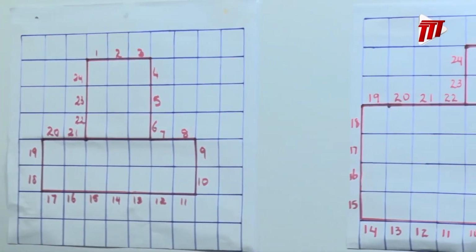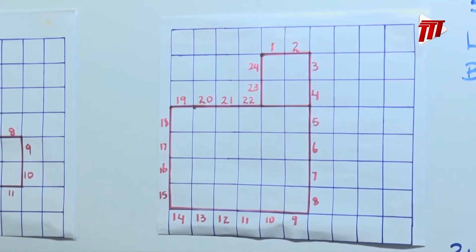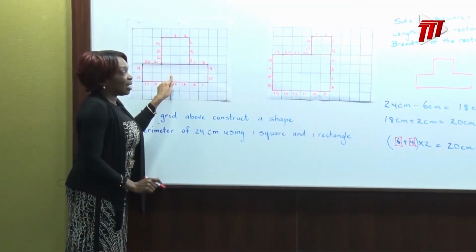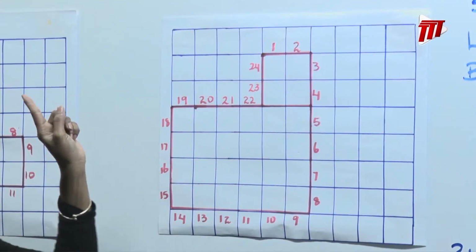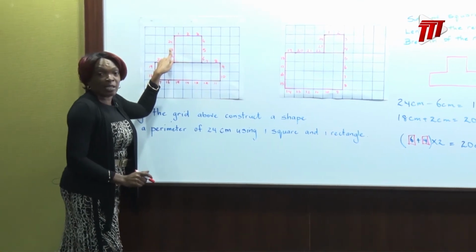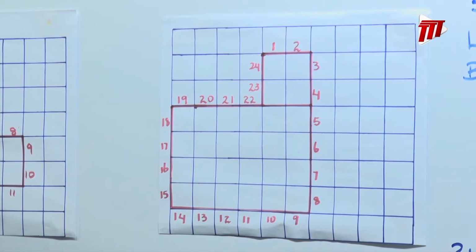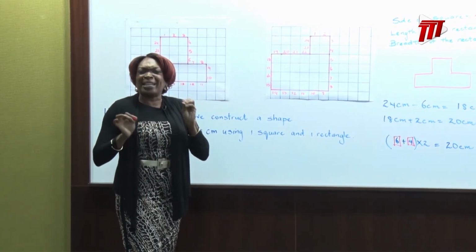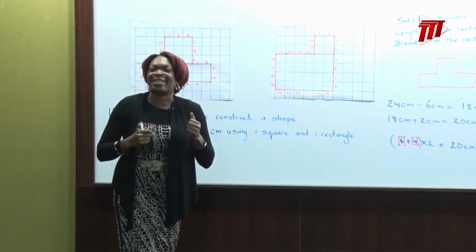Using the grid above, construct a shape with a perimeter of 24 centimeters using 1 square and 1 rectangle. Total perimeter, 24 centimeters. Well done, boys and girls. I want you to go and explore now. I want you to draw. Get a drawing book and draw and see how many, you can even use the same 24, that's not a problem, and see how many different versions of this you can get. Go ahead now.